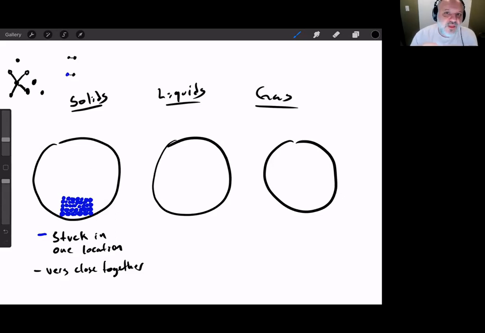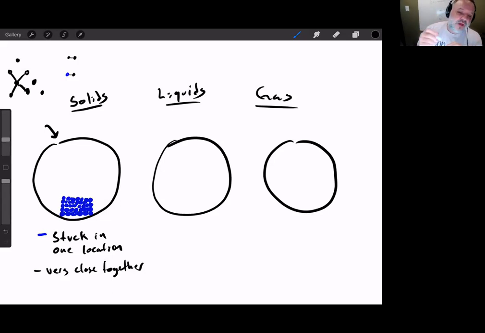They usually can't be compressed very much. The volume can't change, which means, that's just another way to say they can't be compressed. So at the end of the day, the important picture is here. This is a solid. Small particles, very close together, stuck in one location.